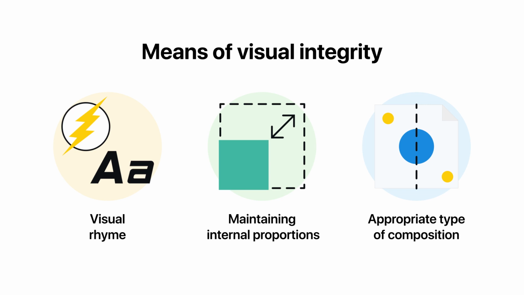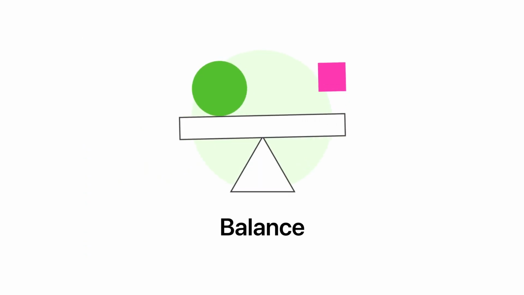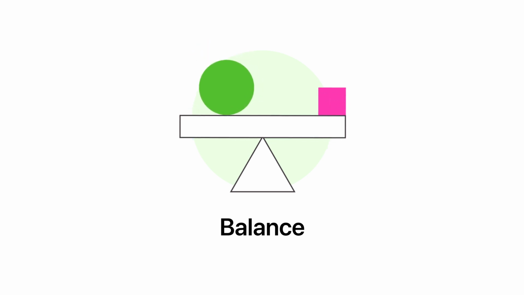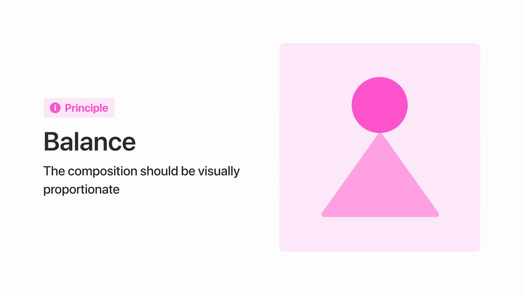Achieving visual integrity involves a variety of techniques, such as visual rhyme, maintaining internal proportions of the layout, and choosing the appropriate type of composition, among others. However, it primarily relies on the designer's meaningful approach to creating a composition, carefully considering every element's position, shape, size, and color. We still need to discuss the third and final concept, the balance. The principle of balance can be formulated as follows. The composition should be visually proportionate.